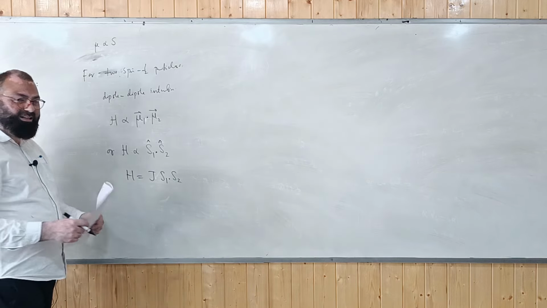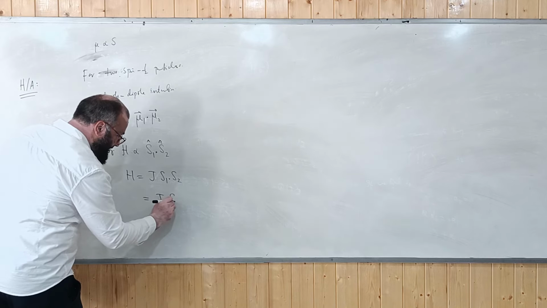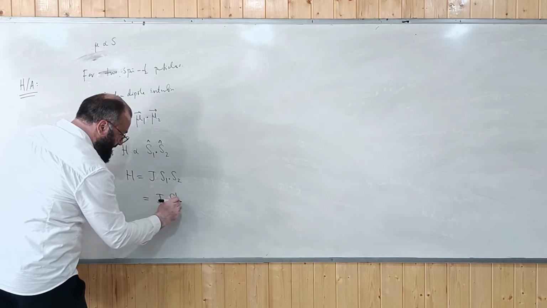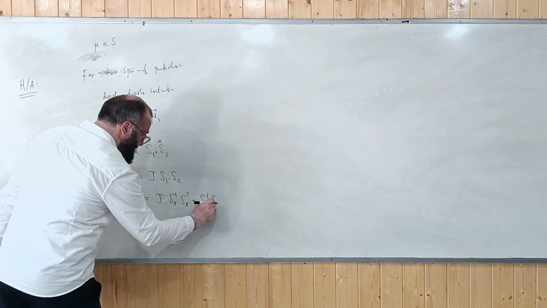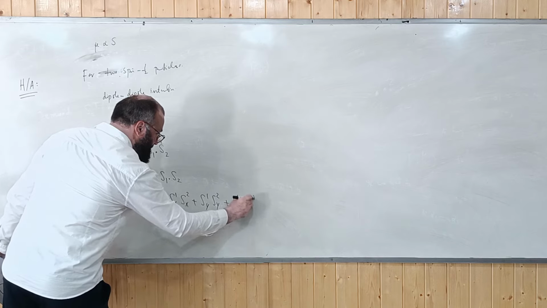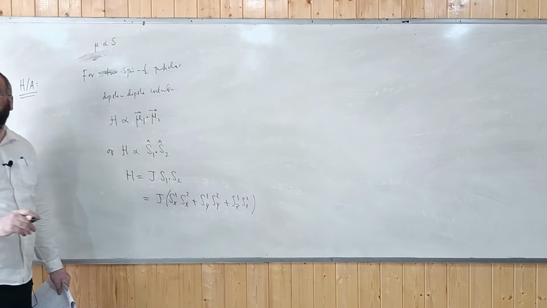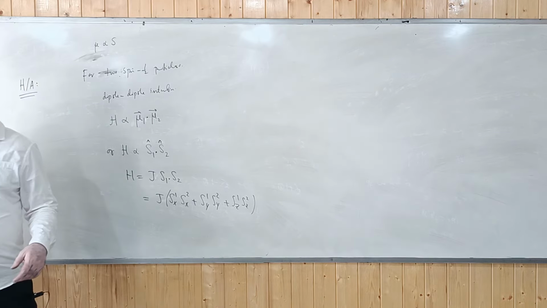Now let's write this S1 dot S2 as Sx1 Sx2, then Sy1 Sy2 plus Sz1 Sz2. Can you write it this way? Just a dot product of the two vectors having the components Sx, Sy and Sz. Clear? So much in essence.